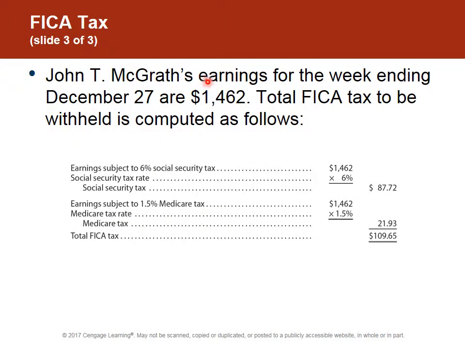So assume that John McGrath has those earnings of $14.62, then he will have $87.72 withheld for Social Security and $21.93 withheld for Medicare, for a total of $109.62 for his FICA.